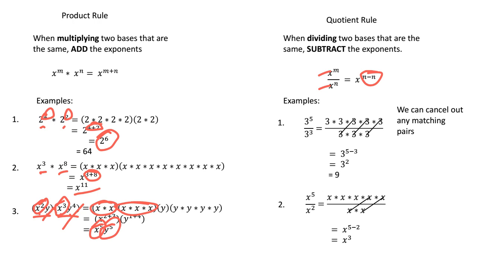The first one is 3 to the 5th divided by 3 to the 3rd power. So what I would do, if I have 5 3's on the top and 3 3's on the bottom, is cancel out matching pairs. So really I would be subtracting 5 minus 3, which would give me those 2 3's that are left over. Same thing over here for example 2, and so on.